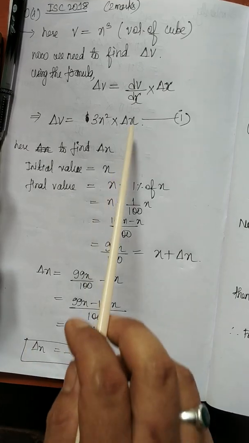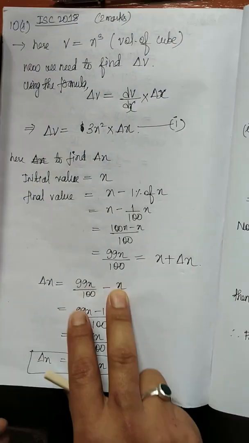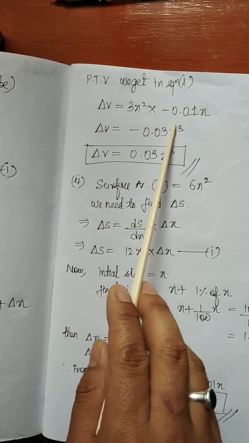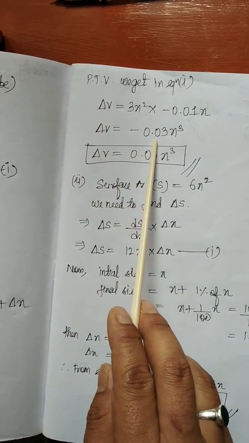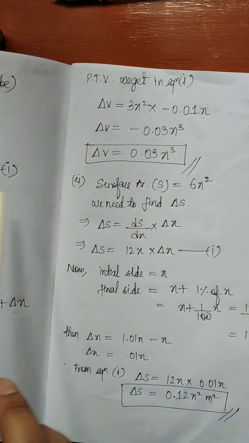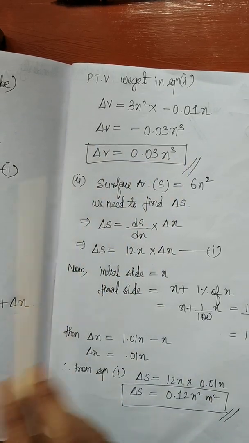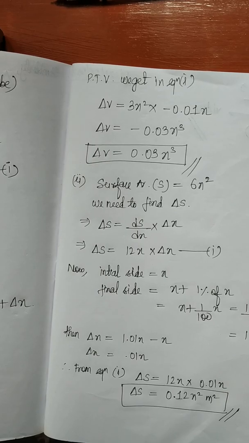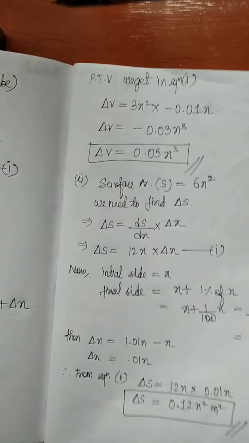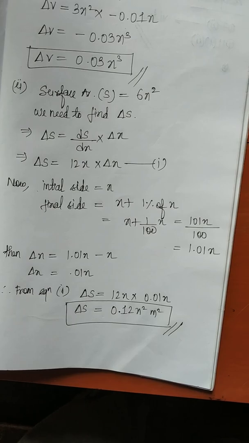Put the value for delta x here, then you will get the actual change in the volume, that is delta V. Putting the value for delta x in equation number 1, you get 3x squared into this, which is minus 0.03 x cube. In your answer you'll just get positive 0.03 x cube. The minus sign means there's a decrease in the volume. In the same way, question number 10 part 2 is also done here. So pause the video to note down, and then you can understand as well.